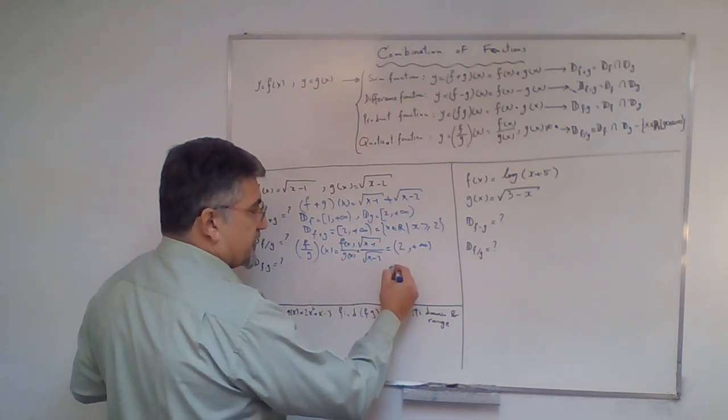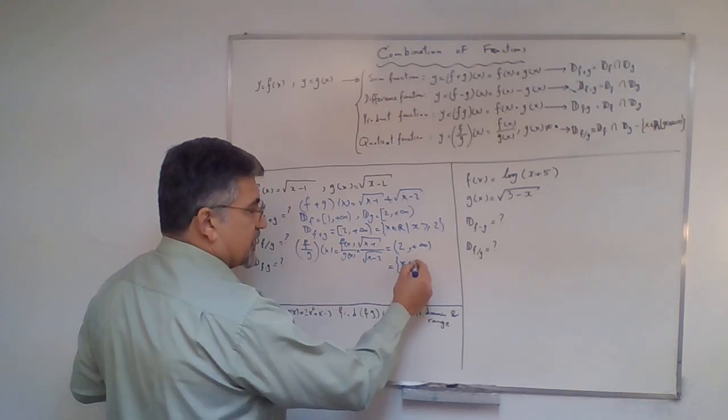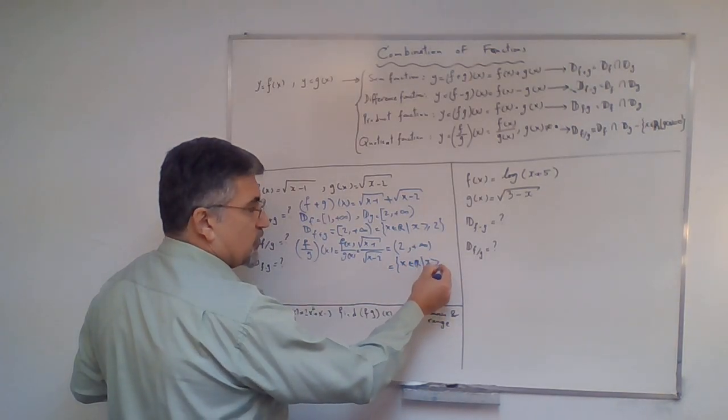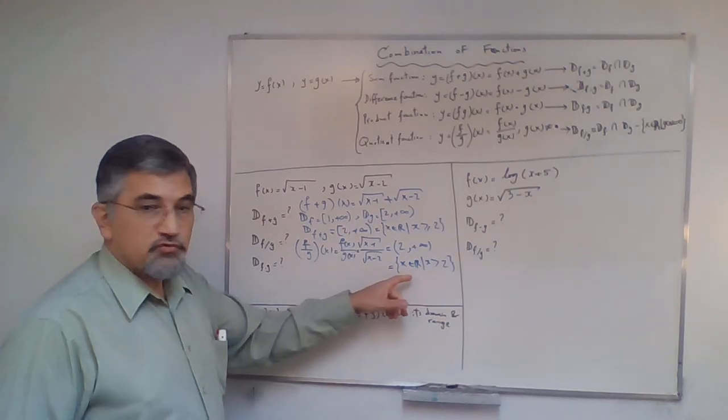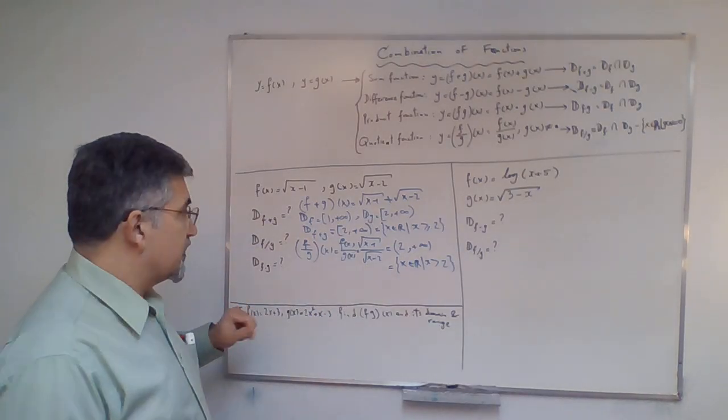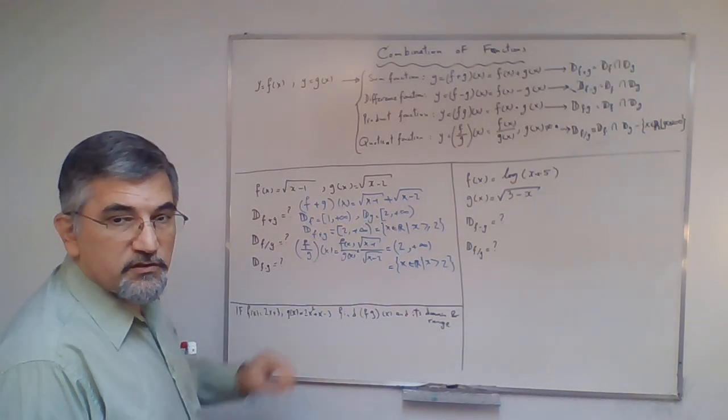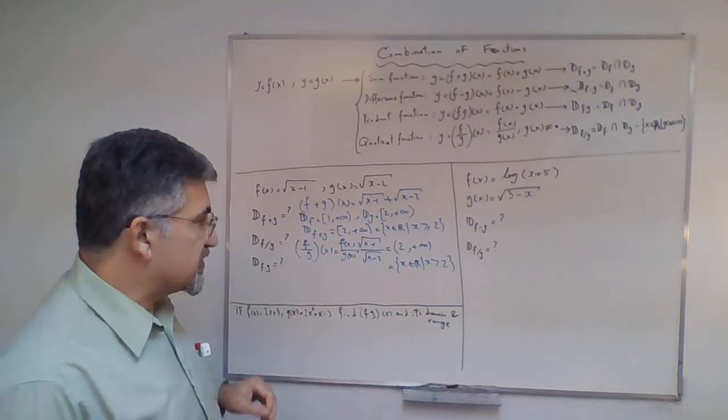In terms of set notation, you can say all real numbers such that x is only and only greater than 2. That will be the domain of the quotient function. You see how delicate things are, very minor differences here and there.